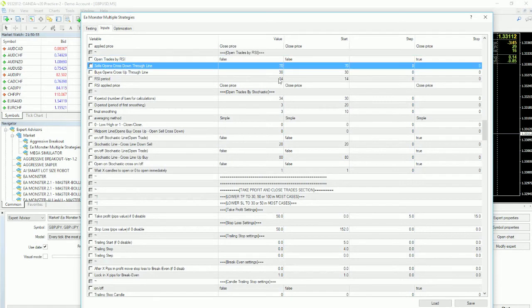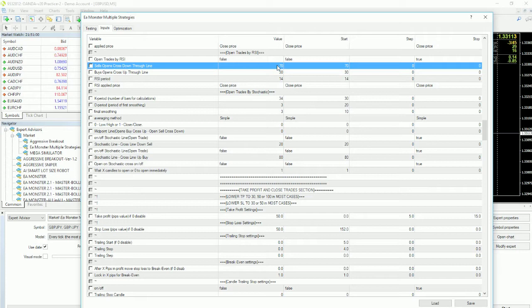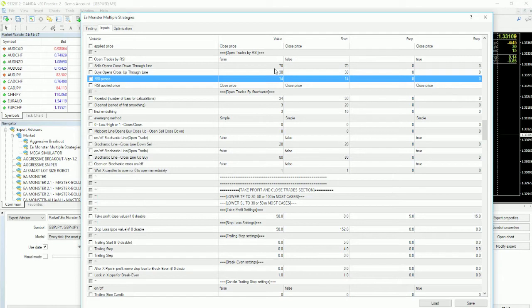This one here, if you have your RSI period set to 14, if the price crosses down through the 70, it'll open a sell. If it crosses up through the 30, it will open a buy trade.